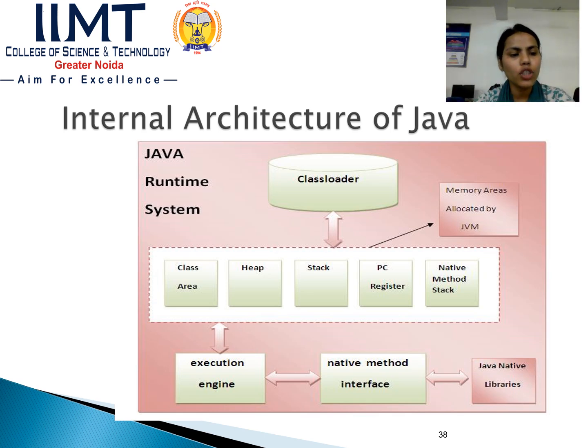JVM is a specification where the working of the Java Virtual Machine is specified. But the implementation provider is independent to choose the algorithm. Its implementation has been provided by Oracle and other companies. The implementation is known as JRE, Java Runtime Environment.